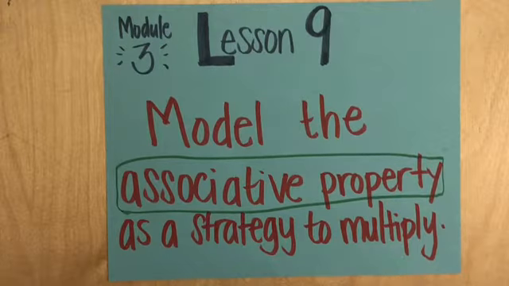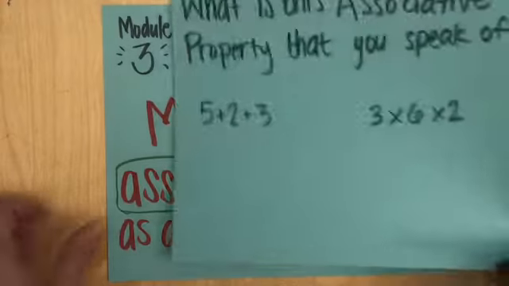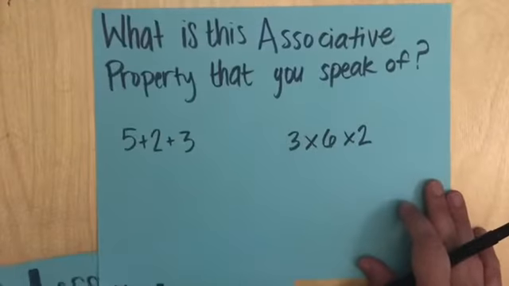Hey third graders, today we're going to be doing Module 3, Lesson 9. Today you'll model the associative property as a strategy to multiply. So what is this associative property that you speak of?